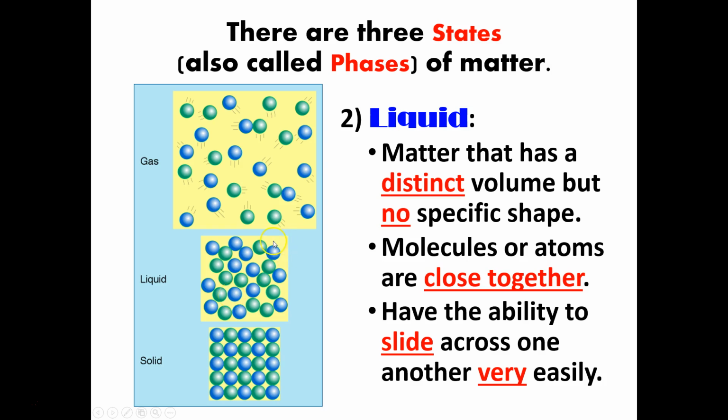Liquids, on the other hand, do still have a distinct or definite volume, but they don't have a specific shape. The particle spacing is still relatively close together, but they are far enough apart and they do have enough energy that they can slip and slide past each other very easily. That is why a liquid can flow generally and a solid cannot.